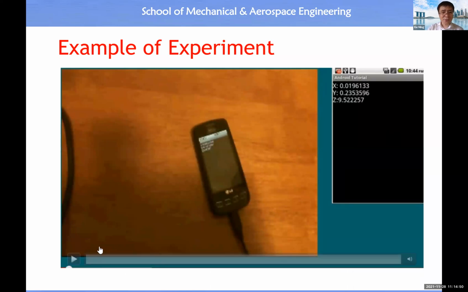All right, so it's just a simple exercise. Actually, you can use your handphone to verify this result. This video shows you an example of the experiment with your handphone.